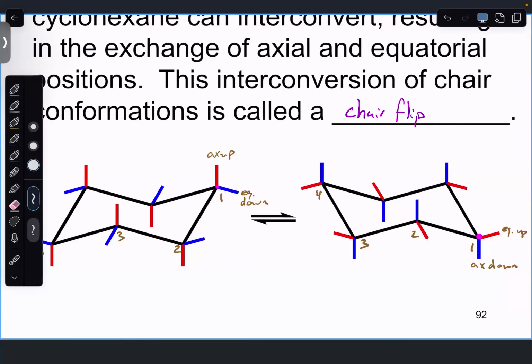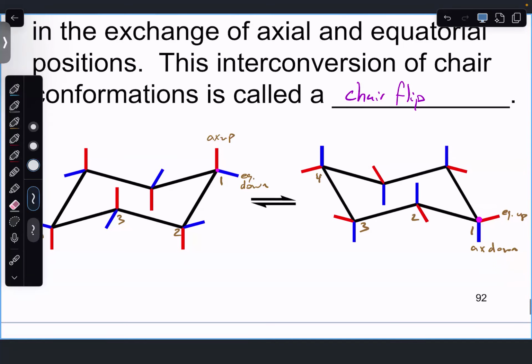Let's look at the foot. Look at carbon 4. Carbon 4 has axial down, equatorial up. Go over to the flipped form. In the flipped form, you have axial up, equatorial down. It happens all across the ring at every carbon position. When you do a chair flip, your axials become equatorials and your equatorials become axials.